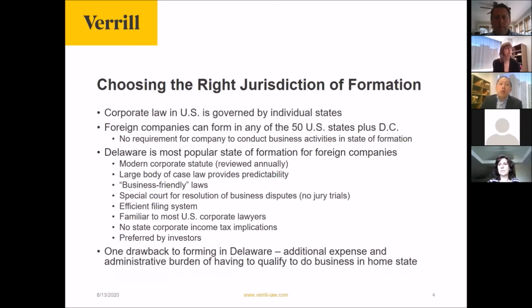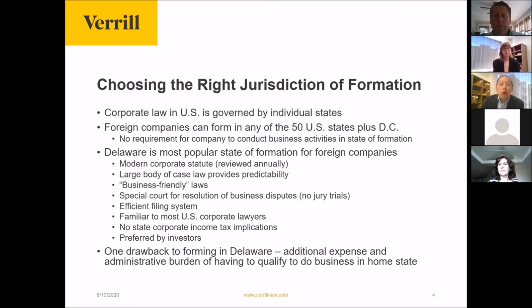So, once a foreign company decides to form a U.S. sub, and then it decides to form, let's say, a corporation, another decision that the foreign company will have to make is in which jurisdiction to form the U.S. sub. Corporate law in the U.S. is governed by the individual states. There's no such thing as federal U.S. corporate law. That means that a foreign company can basically form an entity in any of the 50 states plus the District of Columbia.